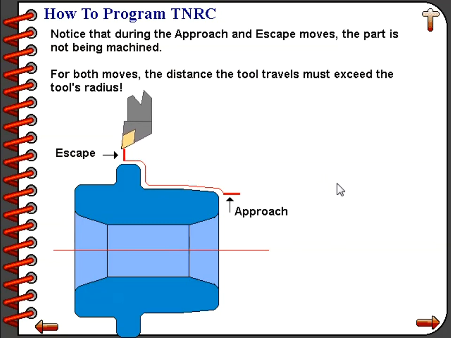Another important aspect of the approach and escape is the distance the tool will travel. The tool must travel greater than the radius of the insert. If it does not, you may get an alarm.